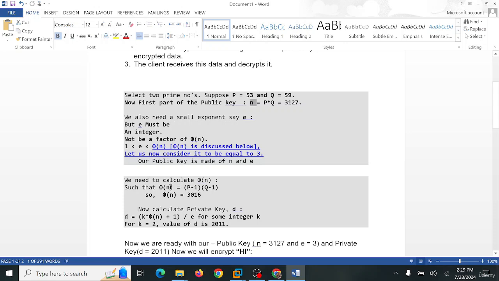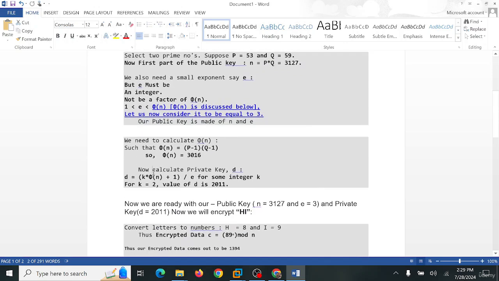Now after finding the value of phi of n, which is the totient coefficient, we also consider the value of e, which is a random integer. You need to make sure that this random integer is not a factor of phi n, and it should also be within the range of 1 to phi n. After you find the values of n and e, the combination of n and e is our public key. Now you need to calculate the private key, because we now have a public key. Let us call the private key d.